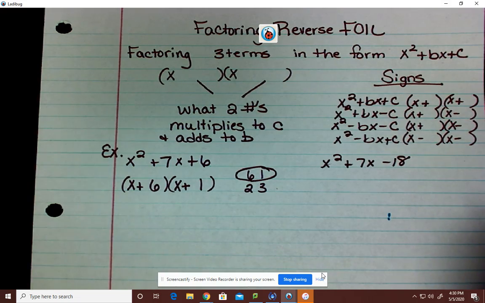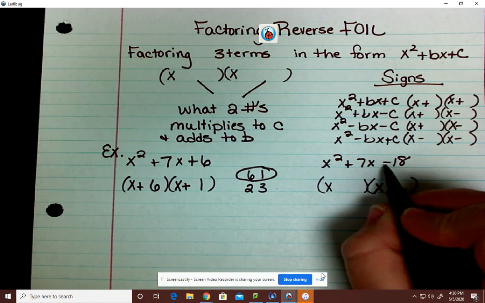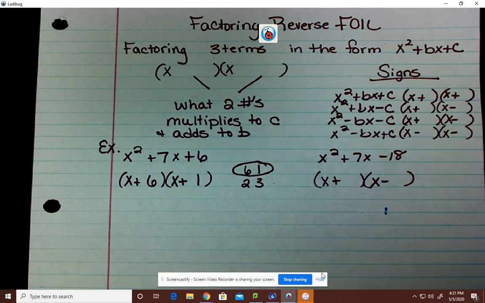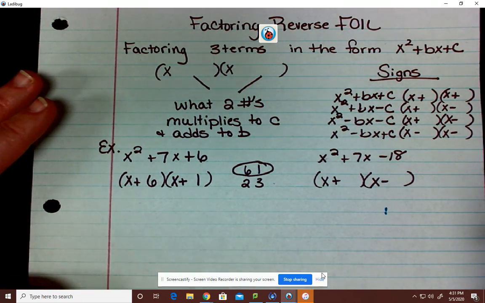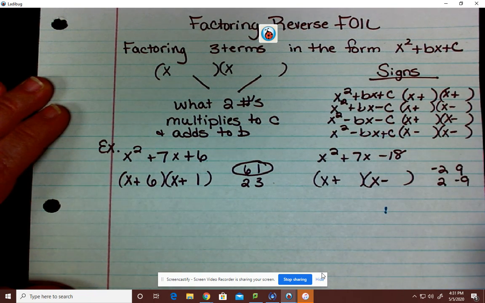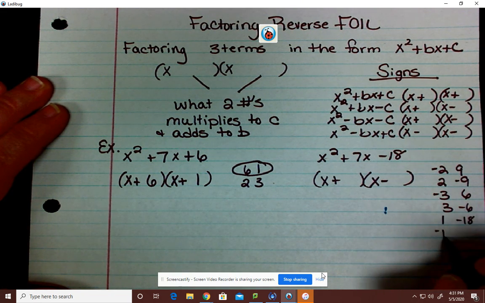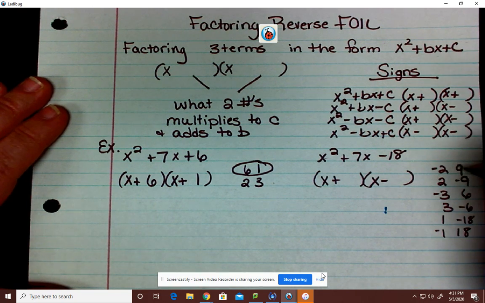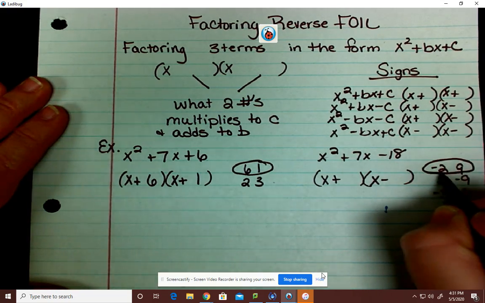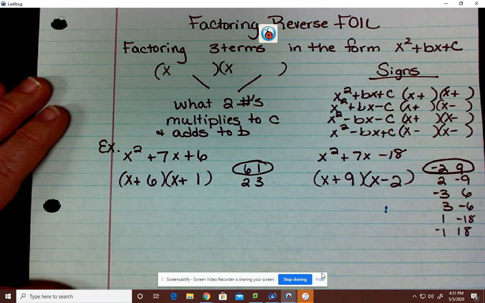Let's do another one. So look at this example. We put our two parentheses, x and x. Our signs here look like they match up with this one, so it's going to be plus and a minus. So they're going to be opposite in sign. So when I'm looking for things that multiply together to give me negative 18, that's like negative 2 and 9 or 2 and negative 9. Negative 3 and 6, 3 and negative 6, 1 and negative 18, negative 1 and 18, things like that. So now we need to figure out which ones add together to give us a positive 7. And that's going to be negative 2 and 9. So we put the 2 with the minus and the 9 with the plus.